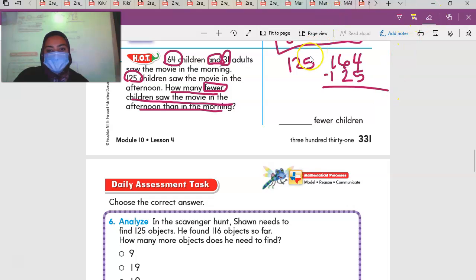So yes, they tried to trick you with the third number, but are you going to be tricked? No, because all we're really focusing on is the question. What is the question asking? 4 take away 5. Can we do that? No. 6 becomes a 5 and 4 becomes a 14. 14 take away 5 is?